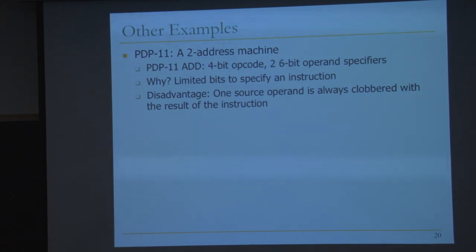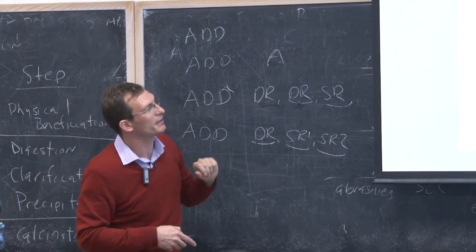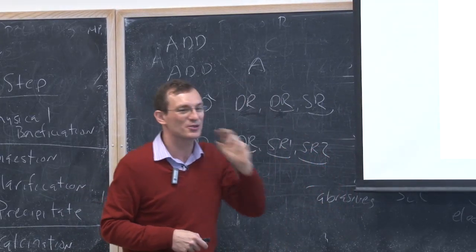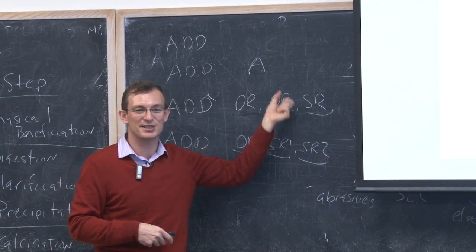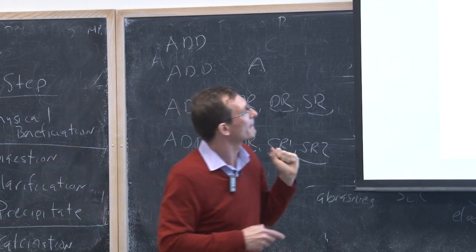The disadvantage of this we've already covered. One source operand is always clobbered with the result of the instruction, right? You cannot have the destination register different from both of the source operands. Well, you already answered this question, right? How do you ensure you preserve the old value of the destination register? You basically move it to some other place, maybe to memory.